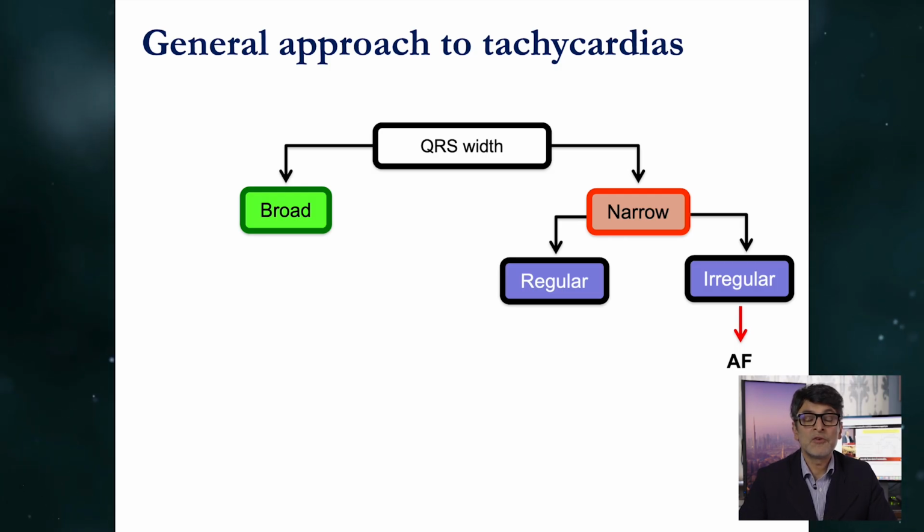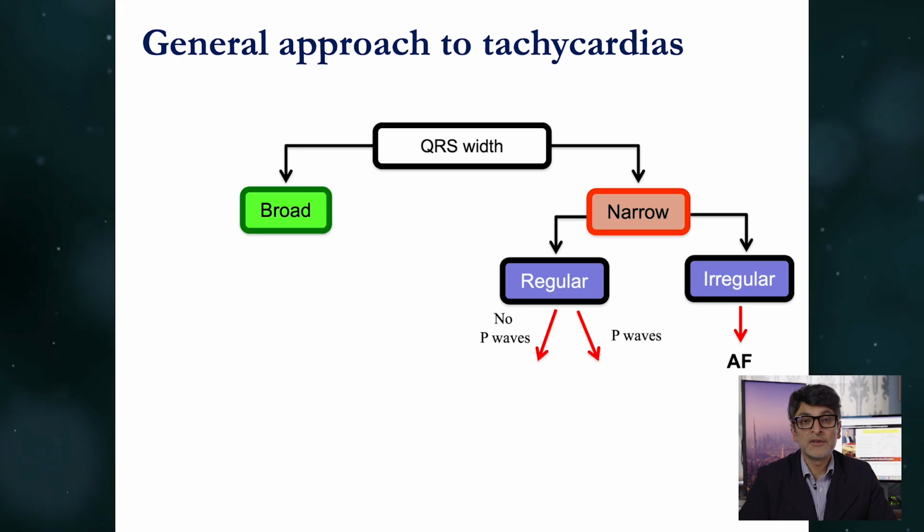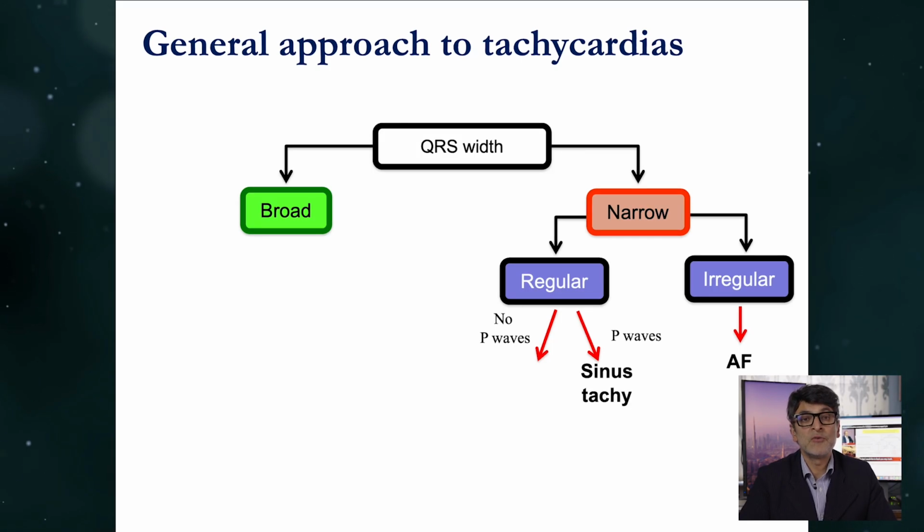If you have a regular, narrow complex tachycardia, you've got to ask yourself, can you see P waves before every QRS, or can you not see any P waves before every QRS? If you can see P waves before every QRS, this is sinus tachycardia. Happy days, you know exactly what you're dealing with. This is potentially just an anxious patient, or someone who's got an overactive thyroid or anemic. Those are the classic causes of sinus tachycardia.